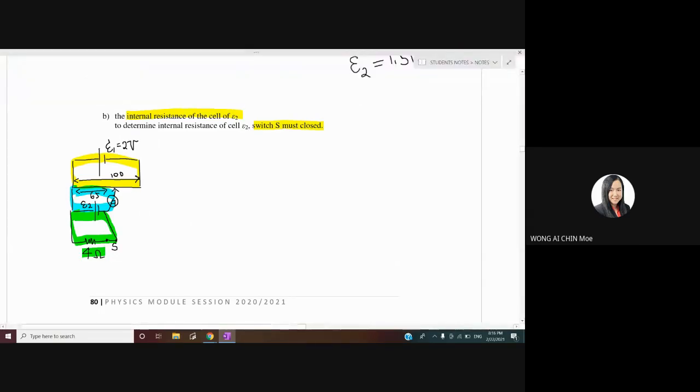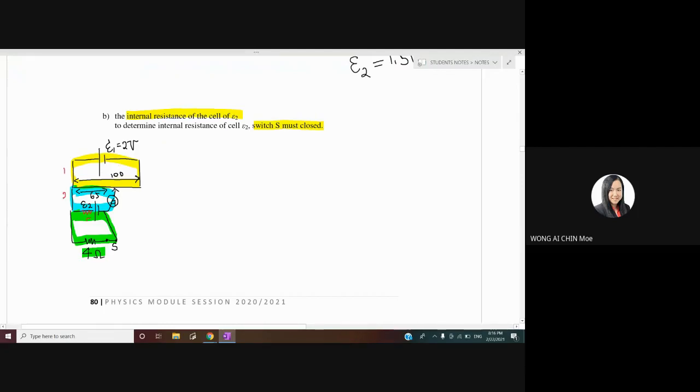So here, of course, we have an internal resistor. Why just now we don't have? Because there's no current flowing through, because the circuit is not complete. Now if the switch S is closed, there is an internal resistor inside the cell epsilon 2.